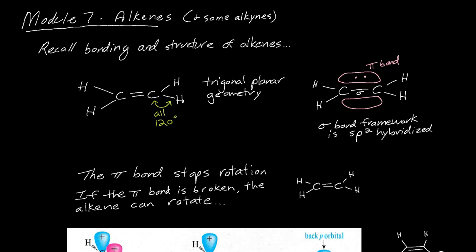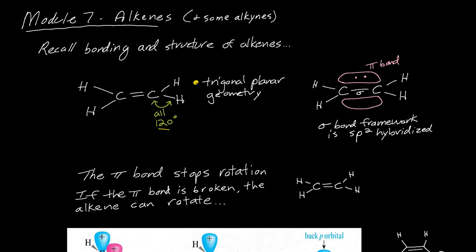The topic of Module 7 is alkenes. This should be a somewhat easier module because we have emphasized a lot of structure and bonding early in the course, and we've seen plenty about alkenes before. If you recall the bonding and structure of alkenes, they are trigonal planar geometry, meaning ideally all the bond angles are 120 degrees.